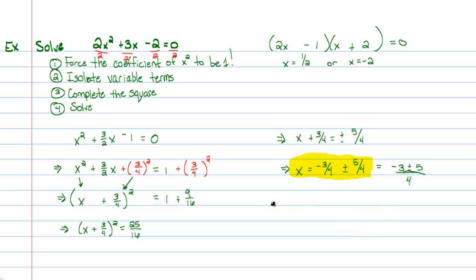And if you really want to break this down, that means that x is equal to negative 3 plus 5, which is 2 over 4, or x is equal to negative 3 minus 5, which is negative 8 over 4. Which means that x is equal to 1/2, or x is equal to negative 2. But again, lesson learned, if I can factor, much faster, right?